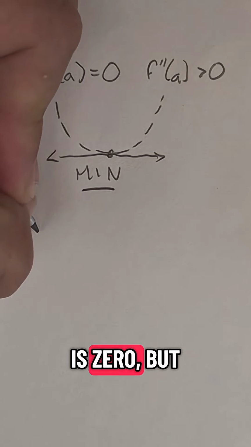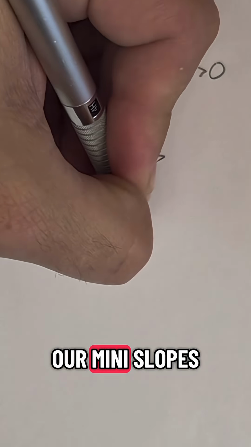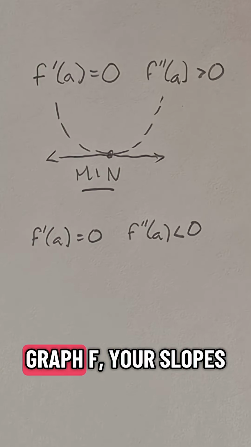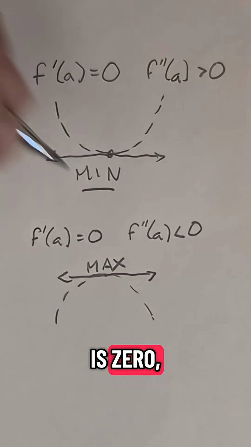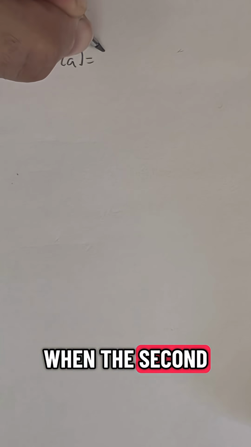When f prime is zero but f double prime is negative, our mini slopes are decreasing. So when you graph f, your slopes are getting smaller. And then clearly, if the derivative is zero, you're going to be a maximum. But what happens when the second derivative is zero?